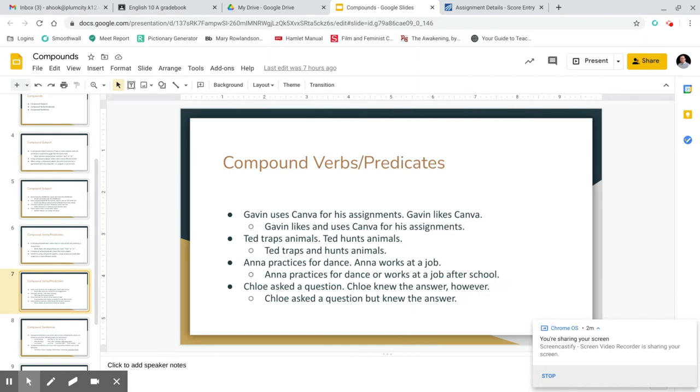All right, so my examples here are Gavin uses Canva for his assignments. Gavin likes Canva. So Gavin likes and uses Canva for his assignments. So the two verbs here are likes and uses. Same thing with the second one, traps and hunts. Third one, practices and works. Asked a question but knew the answer. So asked and then knew.